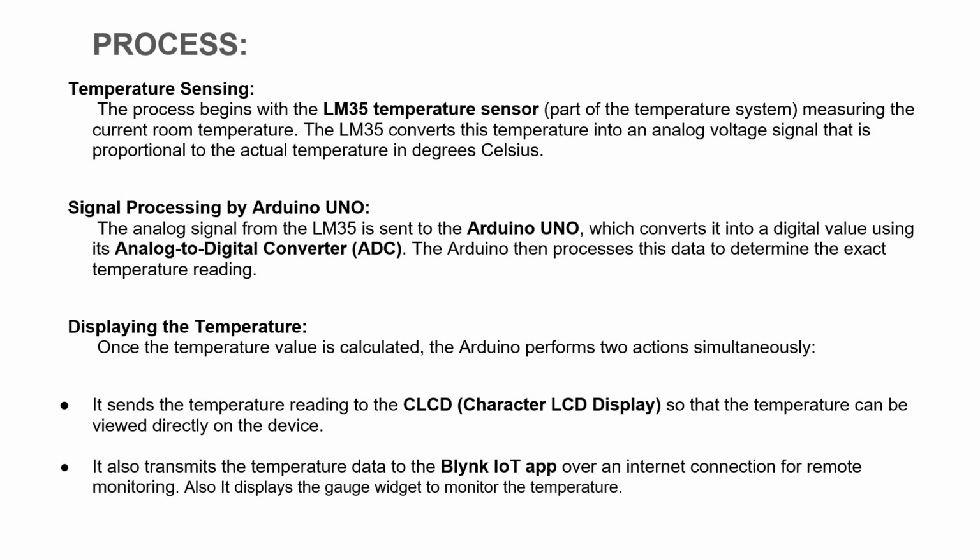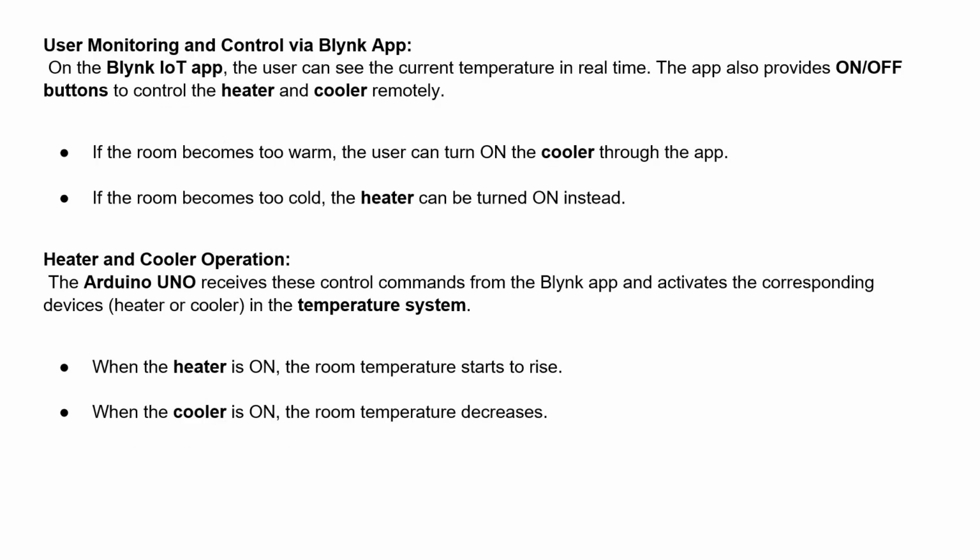Once the temperature value is calculated, the Arduino performs two actions simultaneously. It sends the temperature reading to the CLCD so that the temperature can be viewed directly on the device. It also transmits the temperature data to the Blynk IoT app over an internet connection for remote monitoring. Also, it displays a gauge widget to monitor the temperature. On the Blynk IoT app, the user can see the current temperature in real time.